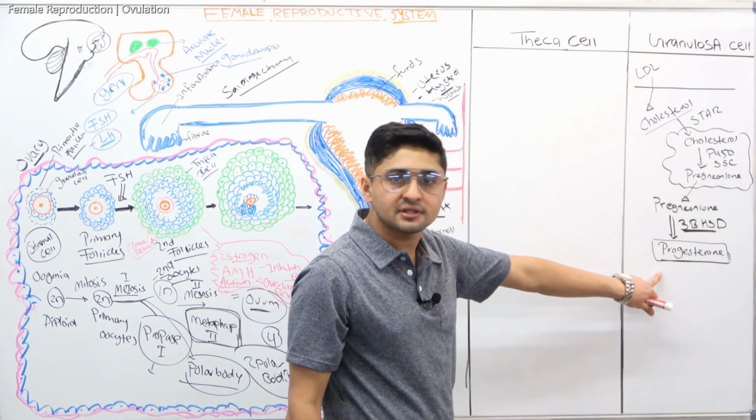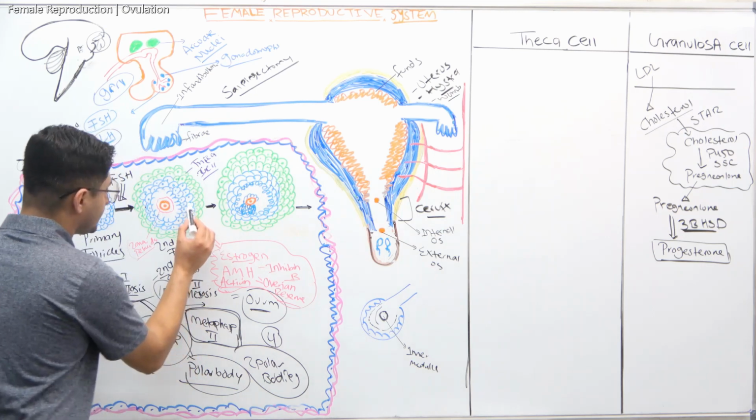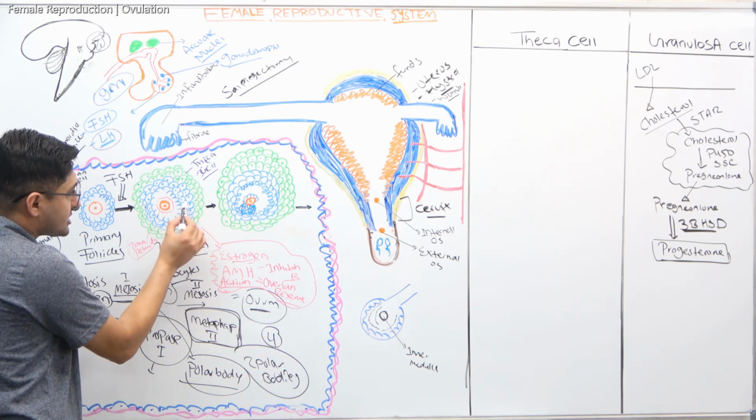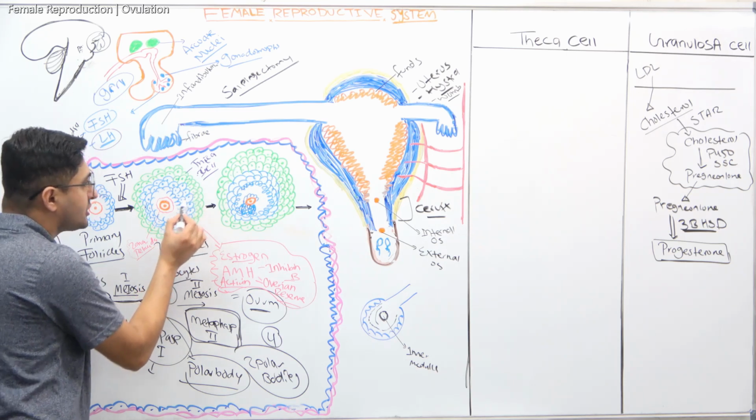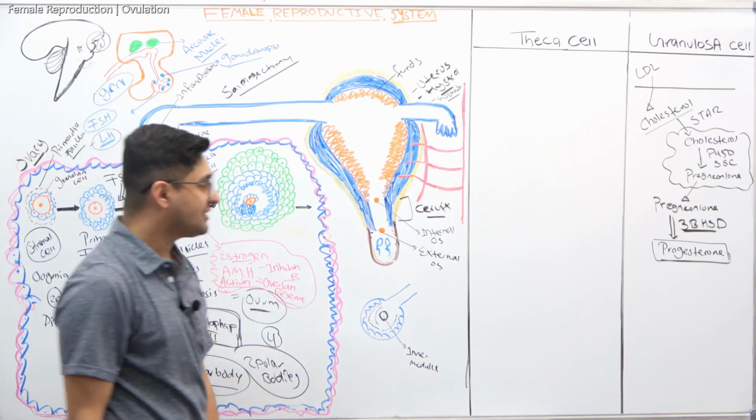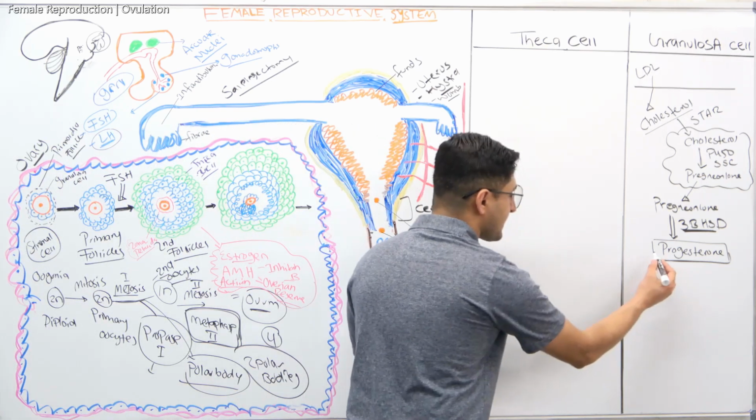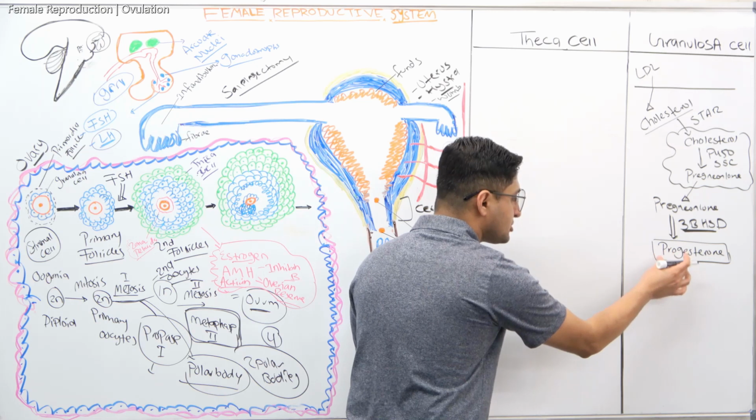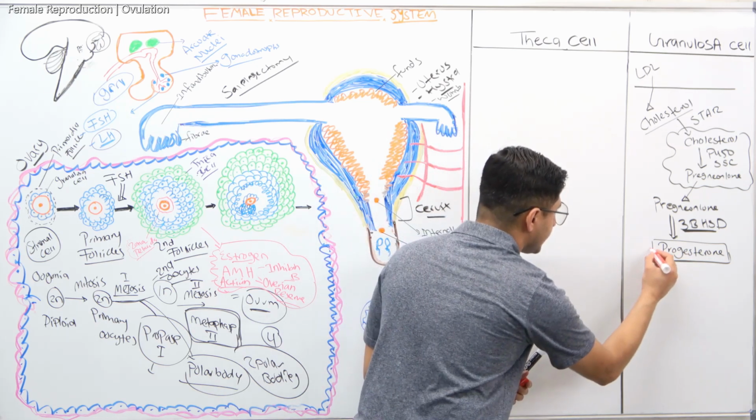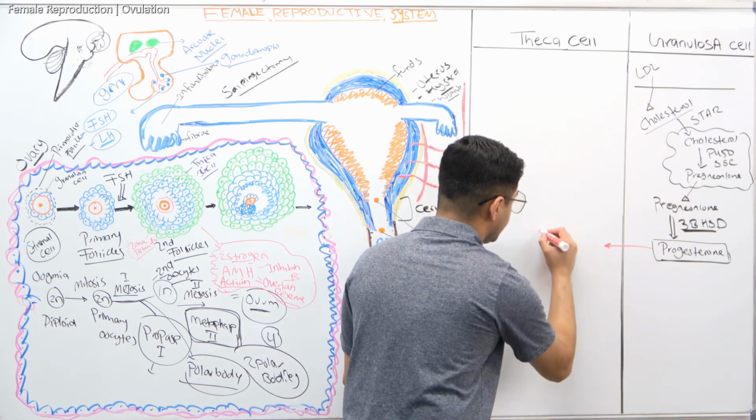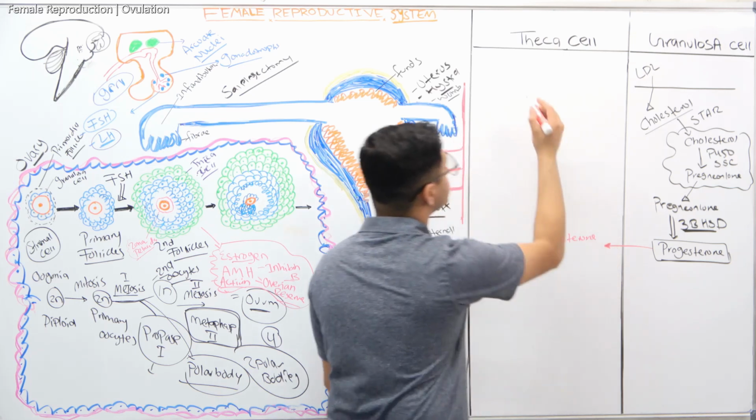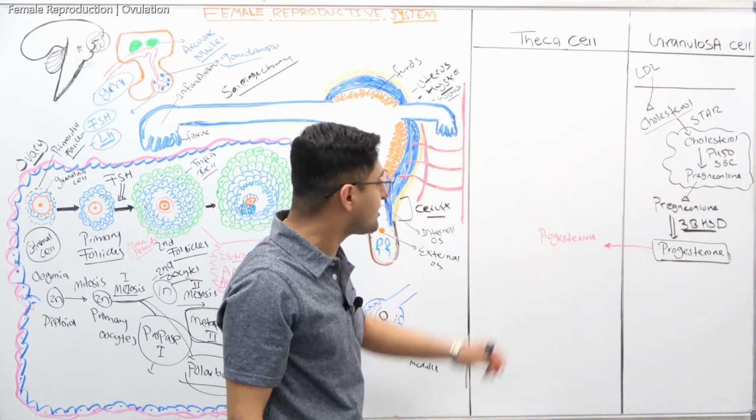So this progesterone, what is going to happen? Because remember, this is a granulosa cell. The progesterone that is made in the granulosa cell is going to diffuse to this layer of cells. What is this? Theca interna. So the progesterone made here is going to come right here, to this area, which is the theca interna.